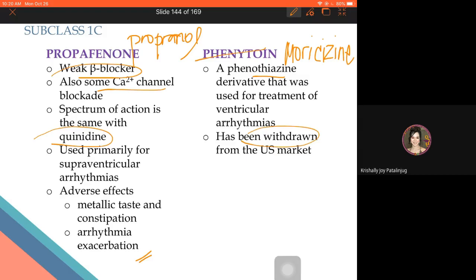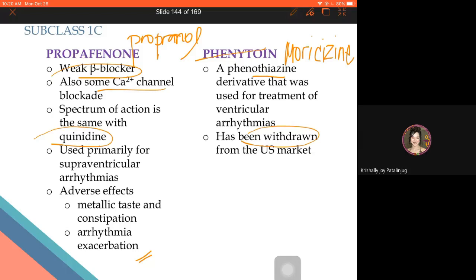Overall, we are done with the class 1 antiarrhythmics. A quick recap: class 1 agents block sodium ion channels, and there are three subclasses under class 1. 1A, moderate; 1B, weak; 1C, strong sodium channel blockers. They delay the depolarization phase.